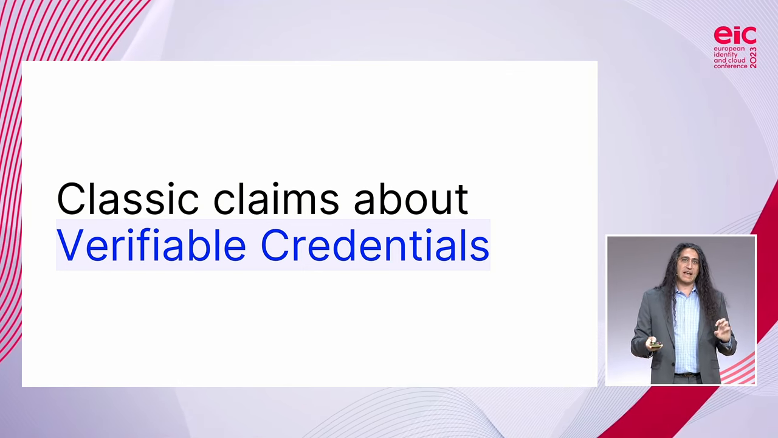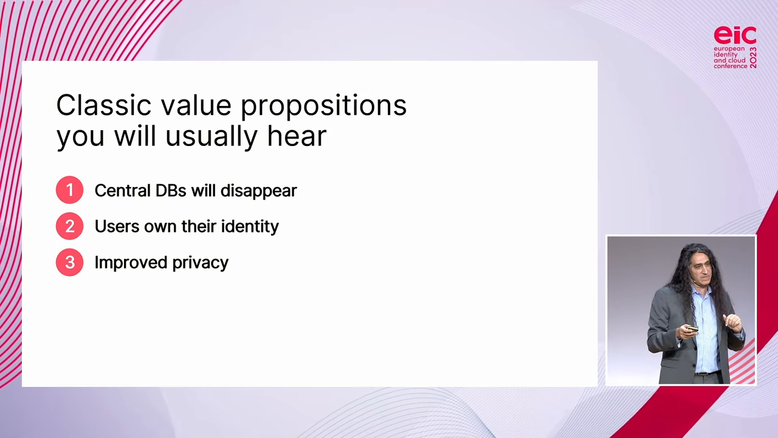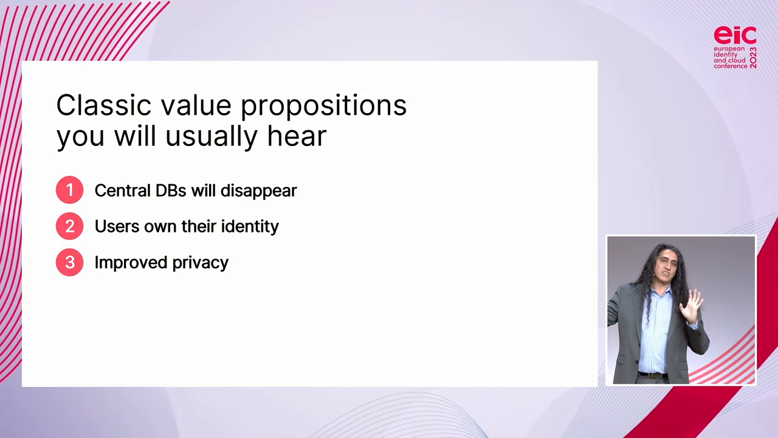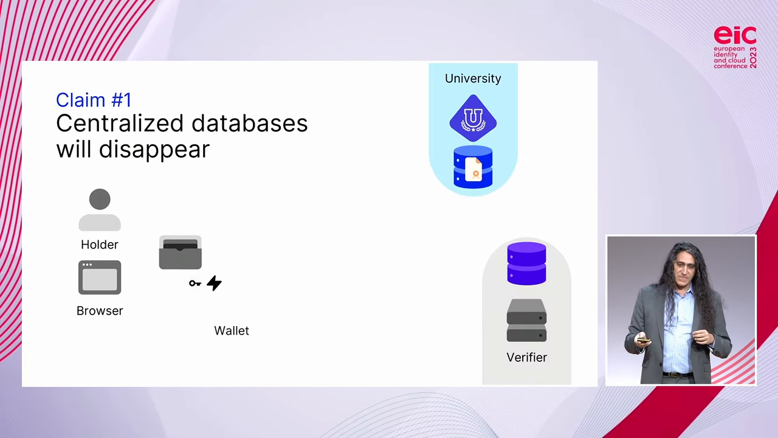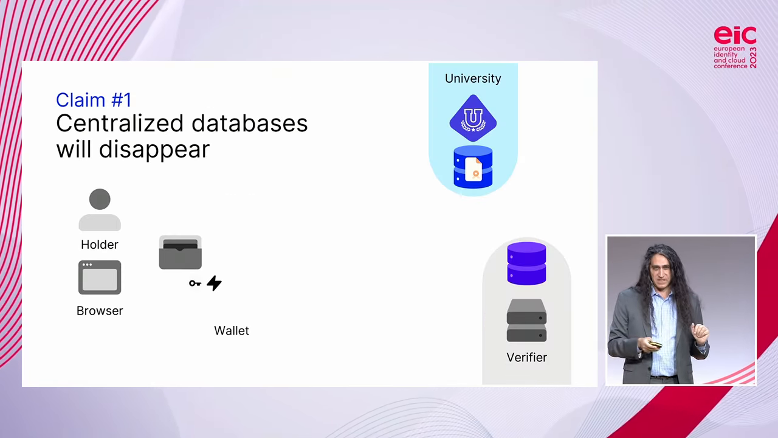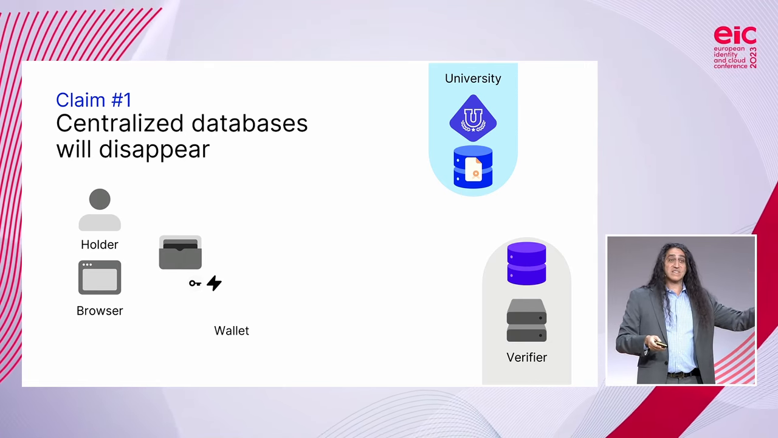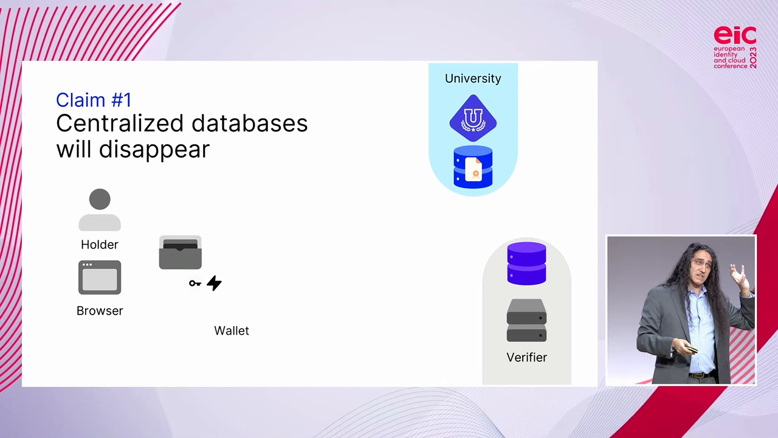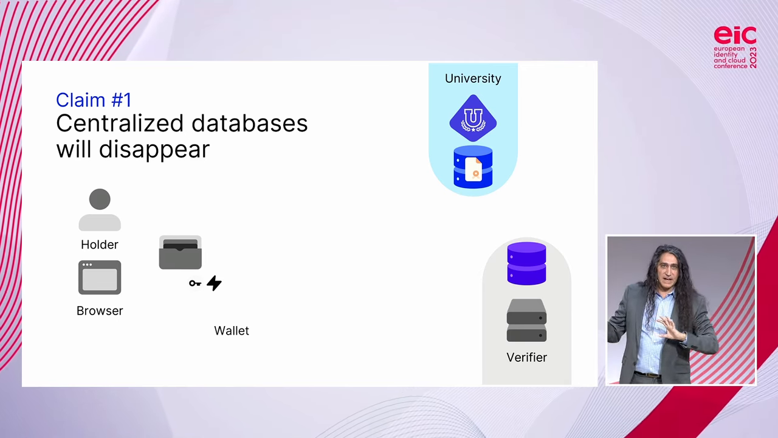So, let's look at some of the most puzzling statements in this space. I just picked three because I think that they are very representative. The first one is that centralized databases will disappear. And typically, the first slide that they show in their presentation is user attributes and user credential stores. So I'll start with that.